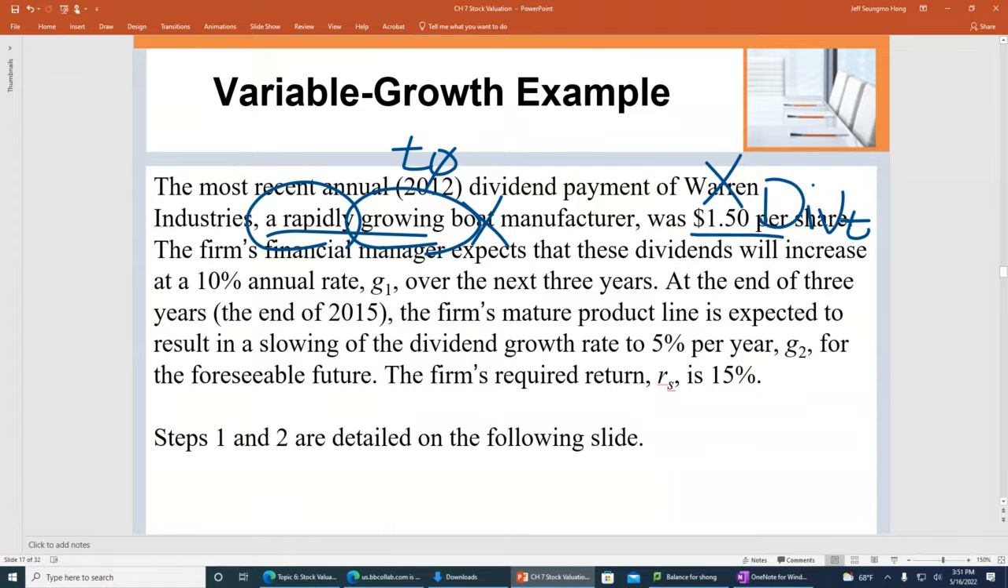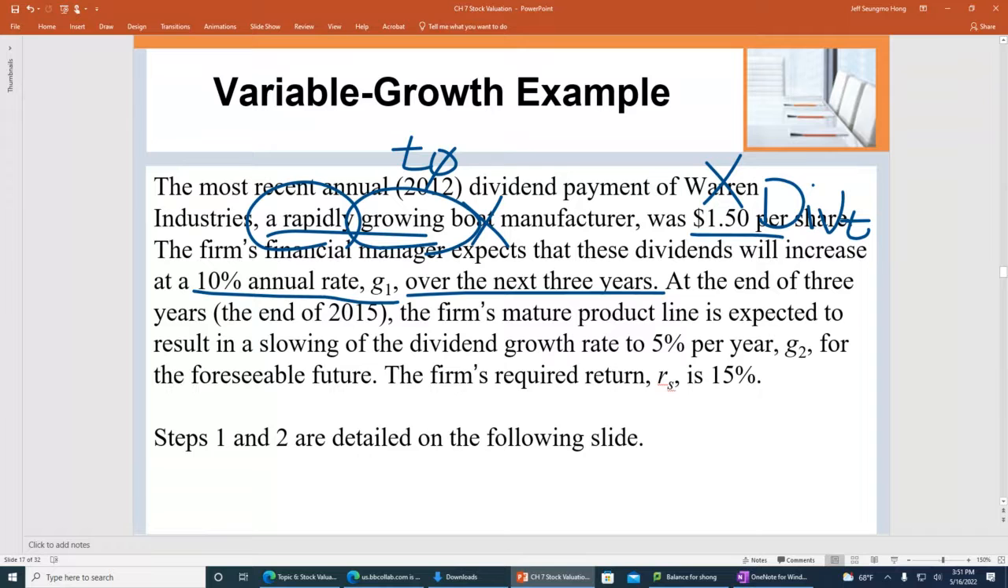This is a cue. There's going to be a rapid growth period, and following the rapid growth period, there will be a slow growth period, right? So that's a cue that this is about the variable growth model. And the firm's financial manager expects that these dividends will increase at a 10% annual rate. Okay, so this is G1, the fast growth rate over the next 3 years.